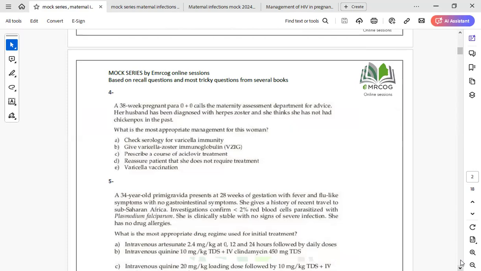Of course, we can give her if she is asymptomatic. If the woman developed the rash, can we give her the Varicella zoster IG or not? No. Rash equals no IG. Rash means we got the virus, so we need to treat it. We are going to give her now acyclovir treatment.